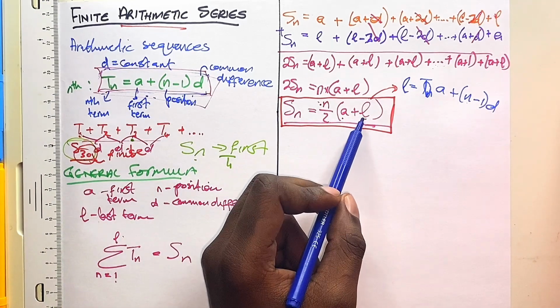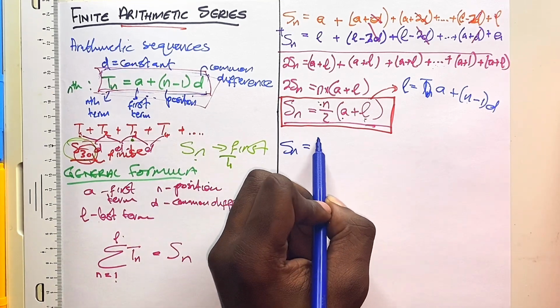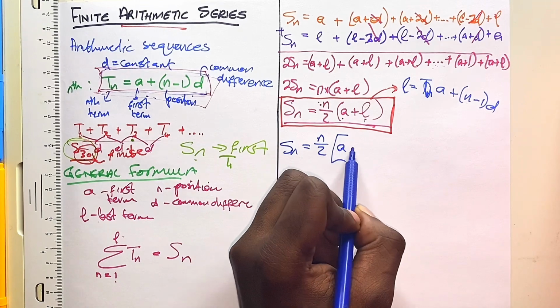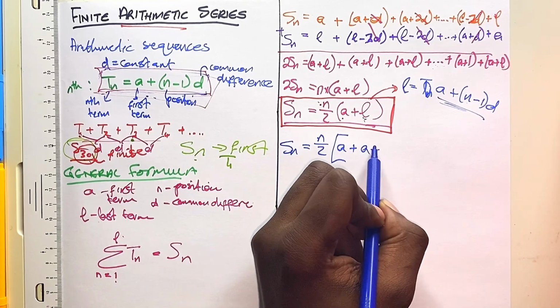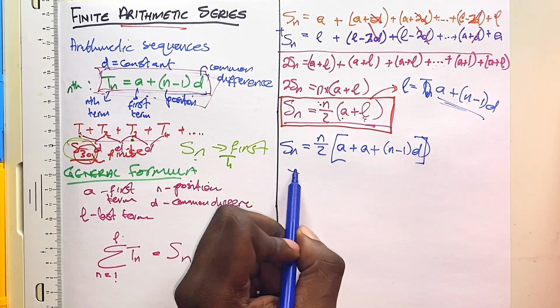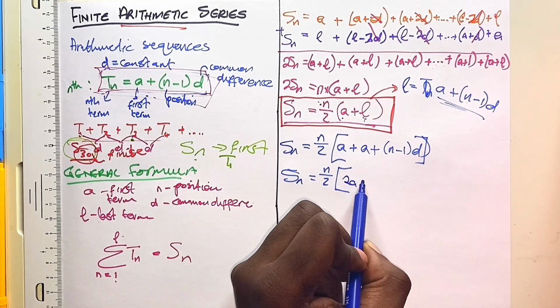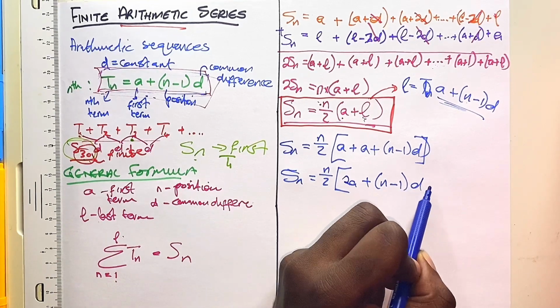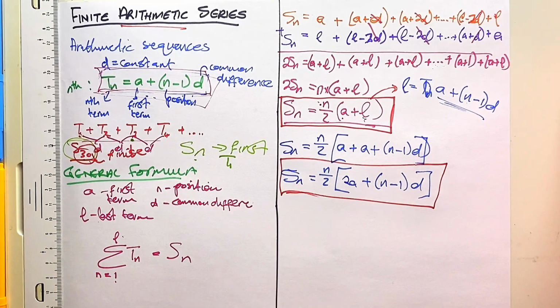So what if I take that and substitute it into my general formula for the sum of arithmetic sequences? So what I will have is Sn is equal to n over 2, and then I still have my A plus L. We substitute the general formula of the arithmetic sequence, which is A plus n minus 1 into D. Now let me simplify this. I have Sn equal to n over 2 into A plus A is 2A plus n minus 1 D. Now this also represents the general formula for the finite arithmetic sequence. So it depends on what you have.